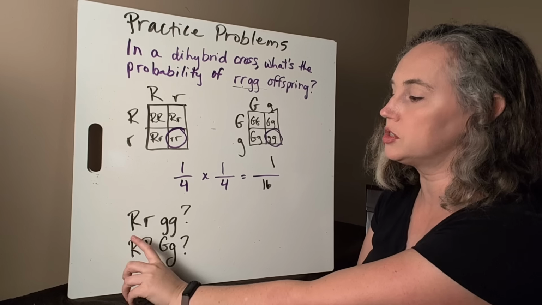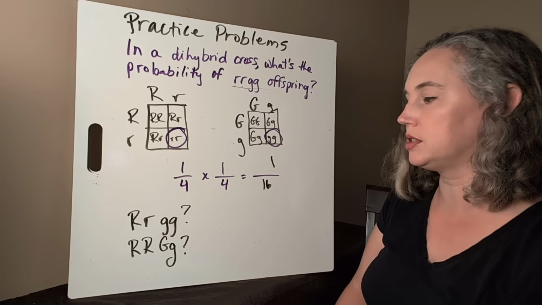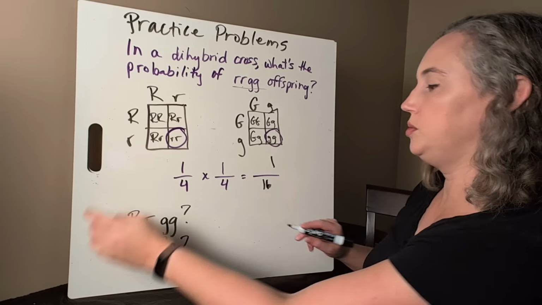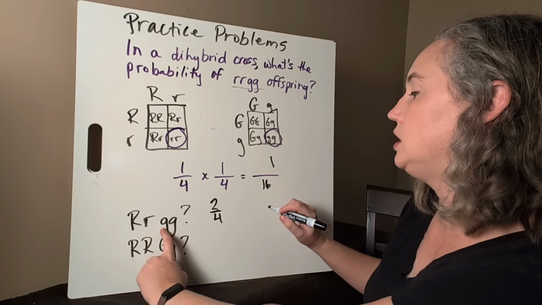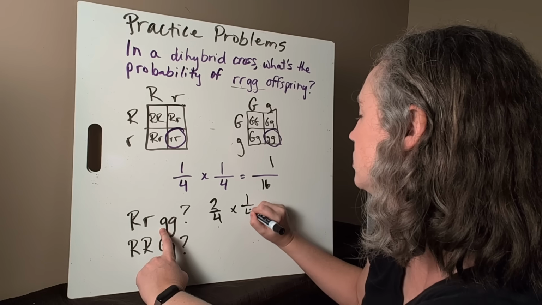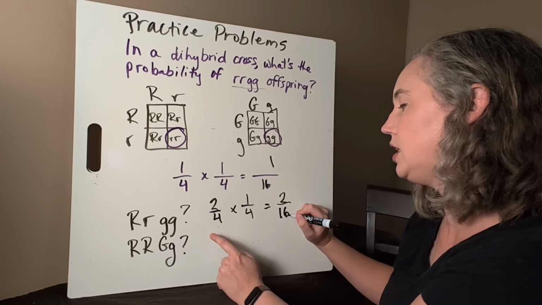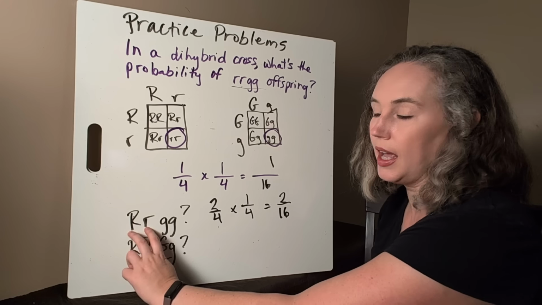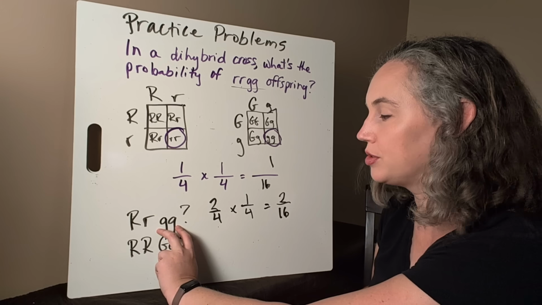Okay, now we could use these same ones. We could figure out what's the chance of being heterozygous for R and homozygous recessive for G. So this would be 2/4 and then little g, little g, times 1/4. So you would have a 2 out of 16 chance of being heterozygous for the R trait and homozygous recessive for the G trait.